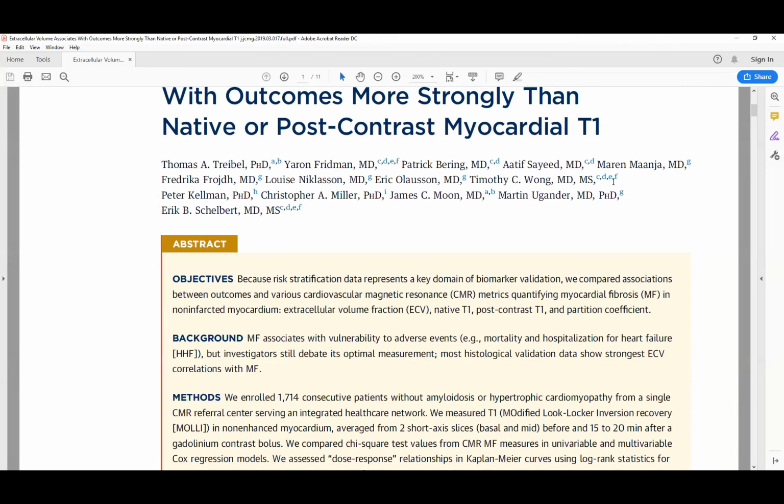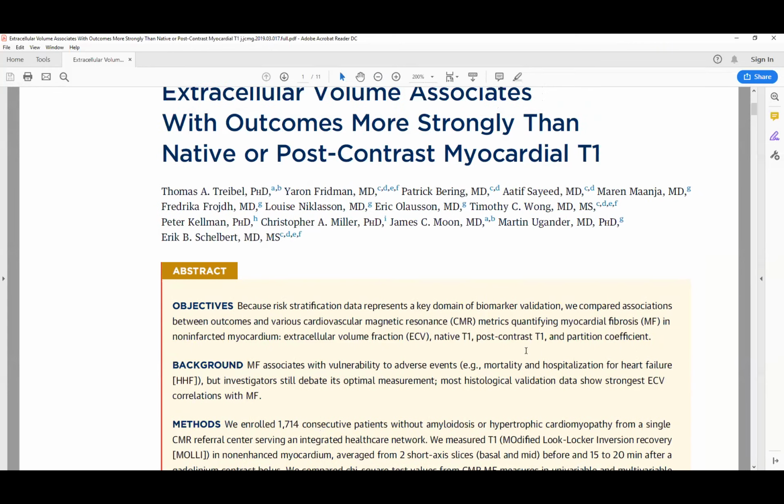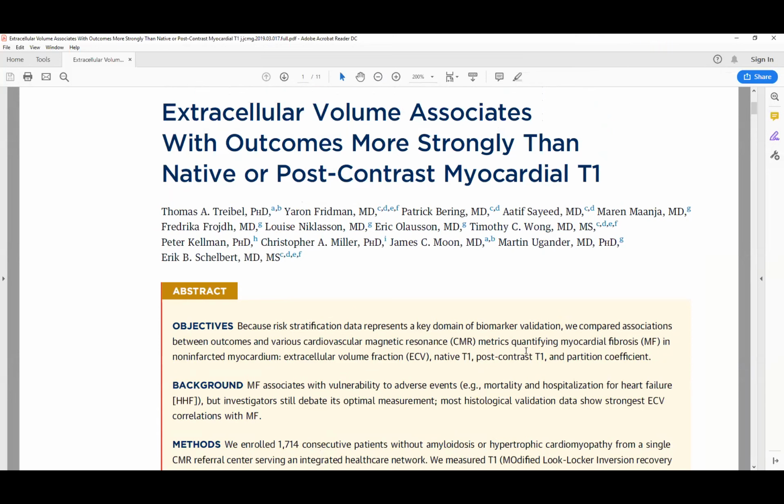All right. Well, thanks for having me, and thanks to everyone for tuning in. So basically, this research was conducted to look at prognostic associations for the various parameters of quantifying diffuse myocardial fibrosis throughout the myocardium. And just some background about that. Initially, some of the first papers looked at post-contrast T1 only. There's been a lot of interest in native T1 that doesn't use contrast, especially for patients with renal function.